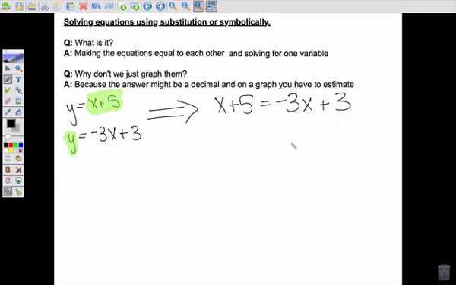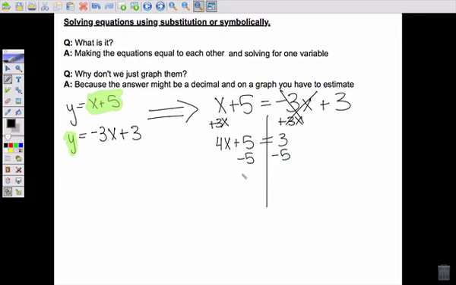From here, this is just like solving equations in our daily math. We don't have any parentheses to get rid of, but we do have a variable on both sides. Which x are we going to get rid of? The lower one, negative 3x. So I'm going to add 3x to both sides. Then 4x plus 5 equals 3. Then I'm going to subtract 5 from both sides.